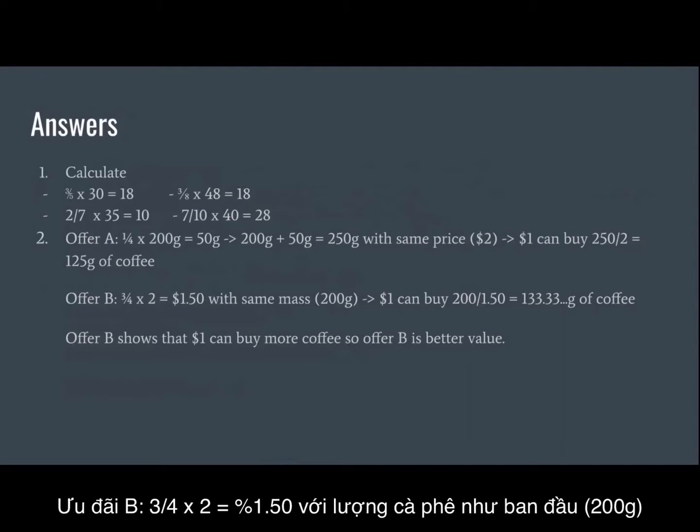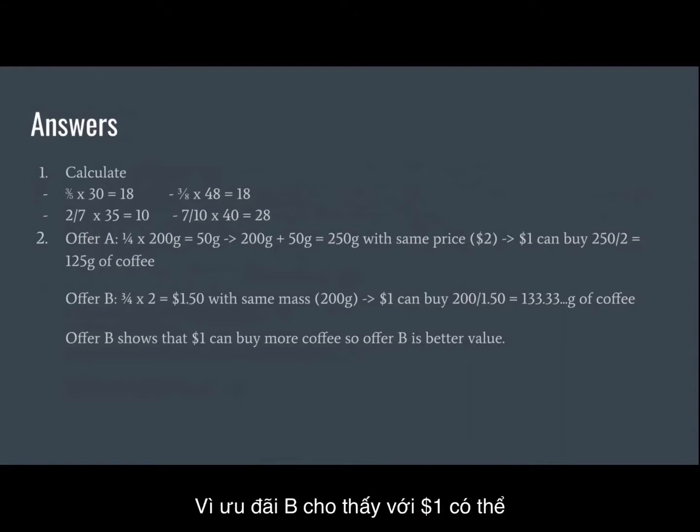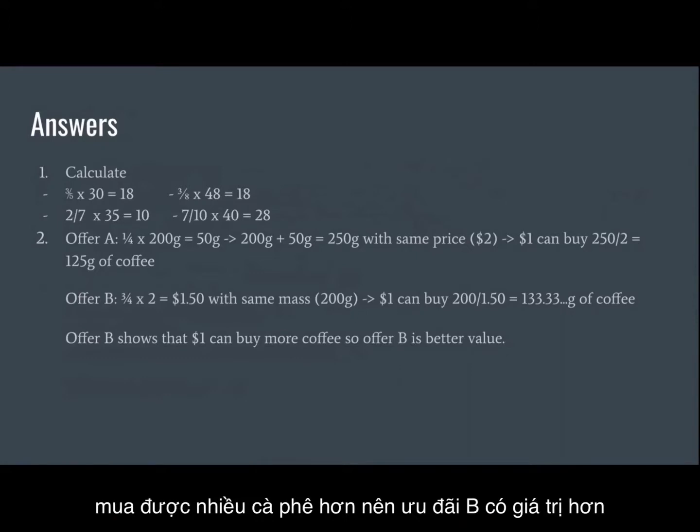For offer B, 3 over 4 times 2 is $1.5 with the same mass, 200 grams. So you can find that $1 can buy 133.33 grams of coffee. So you can see that offer B shows that $1 can buy more coffee, so offer B is probably better value.